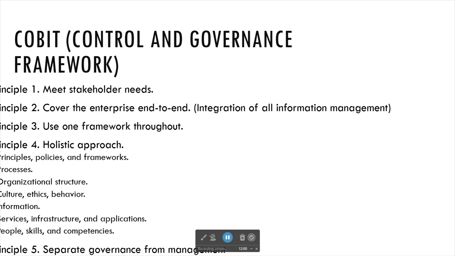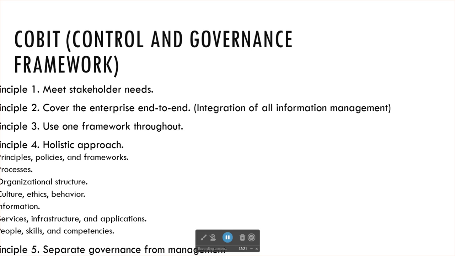It's talking about it in principle 3. It's talking about it in principle 4. It implies you have a holistic approach. You're looking at everything. You are using one framework, one way of getting things done, and it goes through every aspect of your information system that you have.